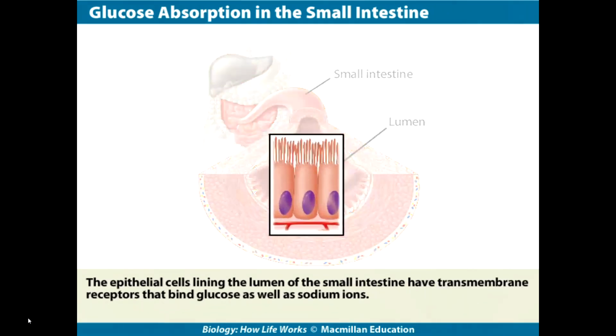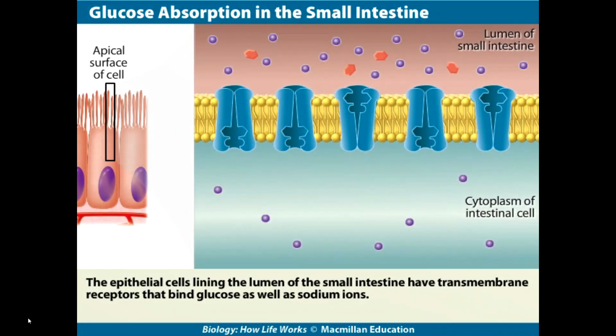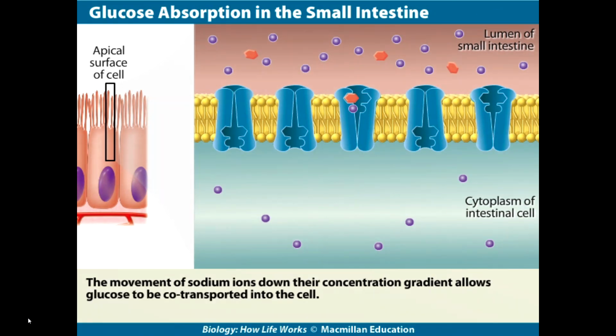The epithelial cells lining the lumen of the small intestine have transmembrane receptors that bind glucose as well as sodium ions. The concentration of sodium ions is typically higher in the lumen of the small intestine than in the cytoplasm of the cell. So sodium ions move down their concentration gradient from the outside to the inside of the cell. The movement of sodium ions down their concentration gradient allows glucose to be co-transported into the cell.